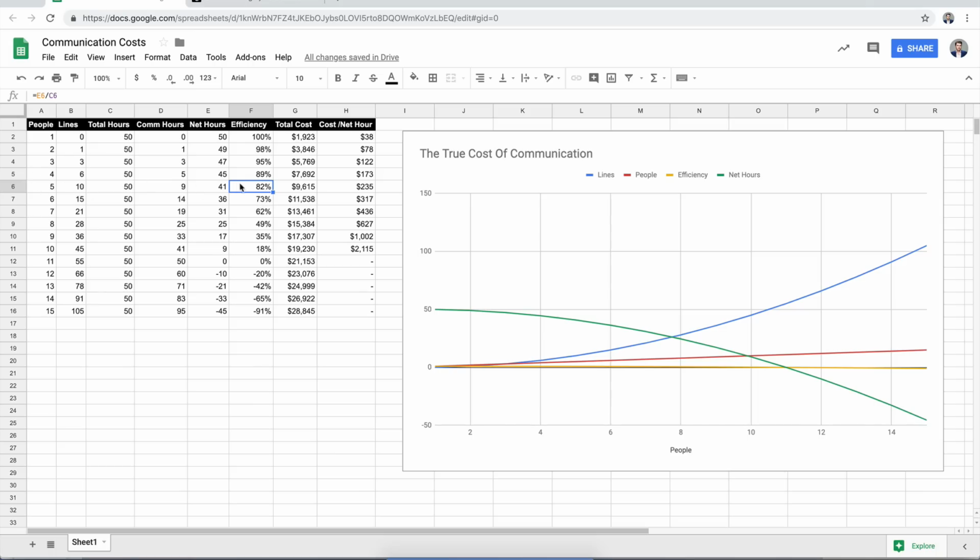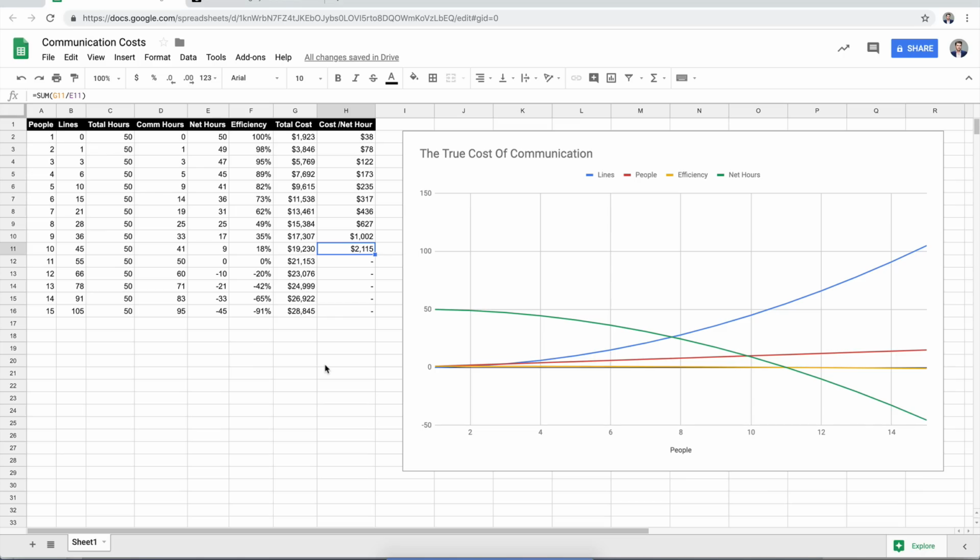So at 5 people on a team, we're at 82% efficiency. But as soon as we go to 6, we drop quite a lot. And then we drop again rapidly, and then it starts going really rapidly down. And by the time we're at 11 people on a team, we're at 0% efficiency, and we don't even have any net hours. And at 10 people on a team, we're at 18% efficiency, and we've got a cost per net hour of $2,000. And this is actually what happens at companies, and they don't really understand how this works.